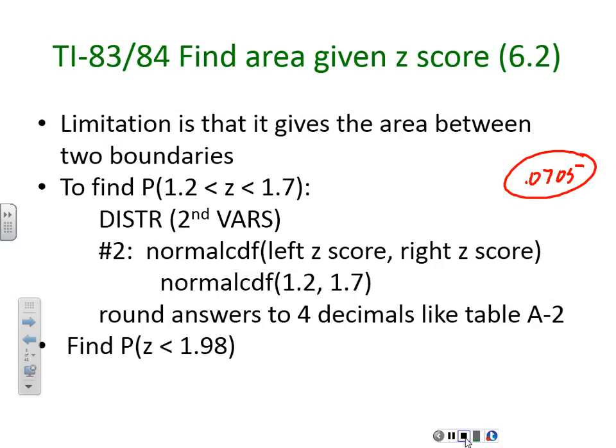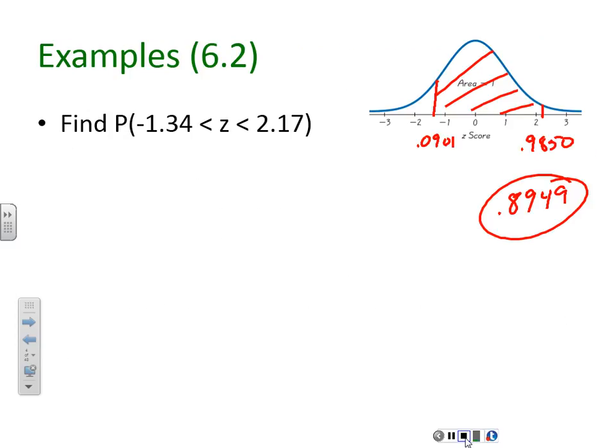Okay, so I want you guys to go ahead and do it for the one we just did. So we just did it with that negative 1.34 and the 2.17. You put in your leftmost, and then you put in your rightmost. And you should be getting the same answer that we had before of the 0.8949. We round that to 4 decimals.